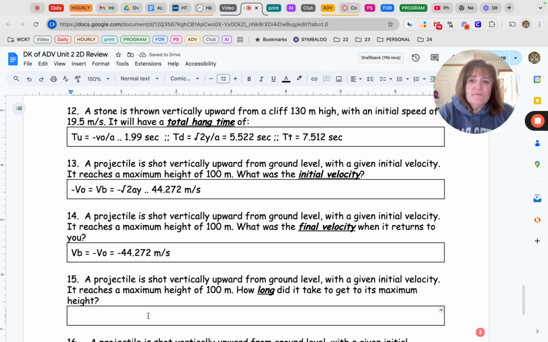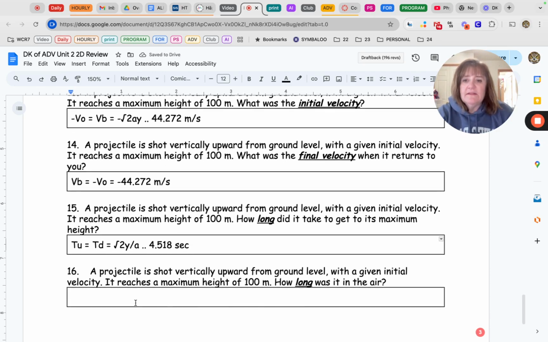Number 15. Shot vertically upward, 100 meters. How long did it take to get to its maximum height? Well, that is time up, which is equal to time down, which is equal to the square root of 2y divided by a. So this is the square root of 2 times 100 divided by 9.8, or 4.518 seconds.